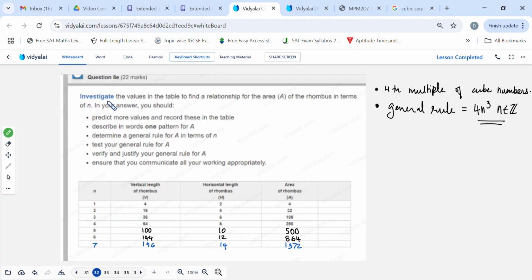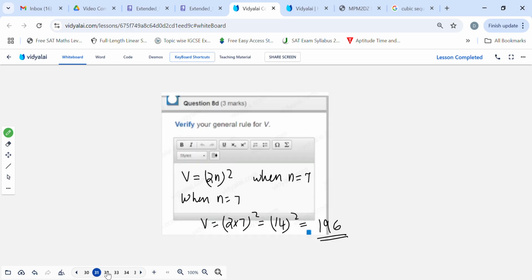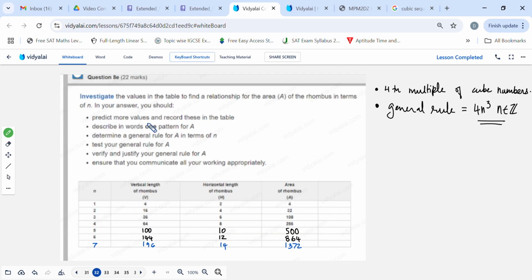Now for E part, we have to investigate the values in the table to find a relationship for the area A of the rhombus in terms of n. And we have to predict more values and use all these descriptions to satisfy our answer. So we already know the value when n is 5, it's 100, then 144. And if the pattern continues, we know that for n equal to 7, it's 196. We found that. And horizontal length is the second column. If you see here clearly, these are all even numbers, 2, 4, 6, 8, 10, 12, 14.